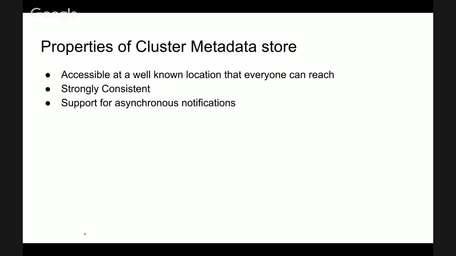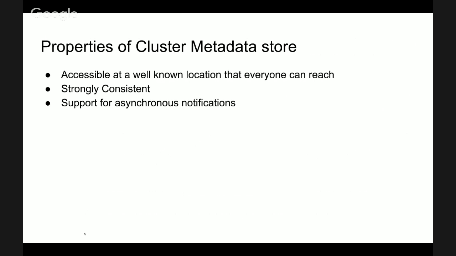So what do we want the properties of this store to be, right? Just like we know today where to find the metadata, which is on the local disk, we want this to be accessible at a well-known location, so that this is a piece of configuration that nodes will have that they will use to access the metadata store when they start up, right? So everything else they get from the metadata store.